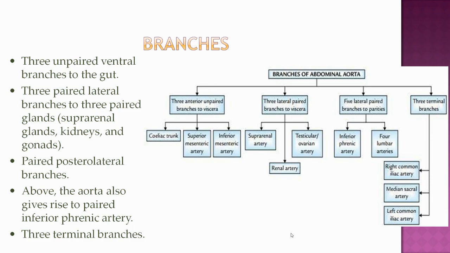So you can see all the branches of the abdominal aorta and three terminal branches that go to the right common iliac artery, median sacral artery and left common iliac artery, and five lateral paired branches, that is the inferior phrenic artery and four lumbar arteries, and three lateral paired branches to the viscera, that is suprarenal artery, testicular or ovarian artery and renal artery, and three anterior unpaired branches to the viscera. These are the celiac trunk, superior mesenteric artery, inferior mesenteric artery.